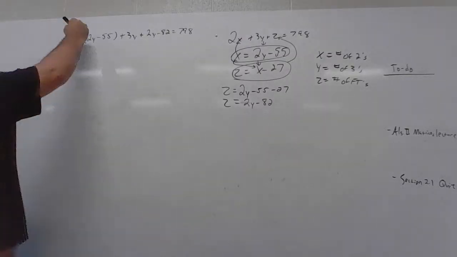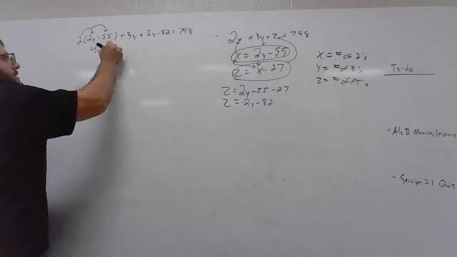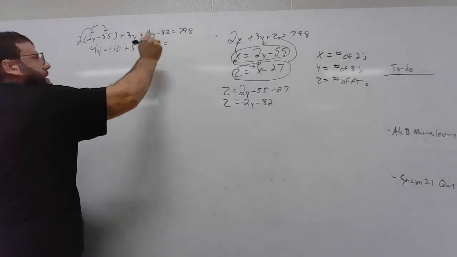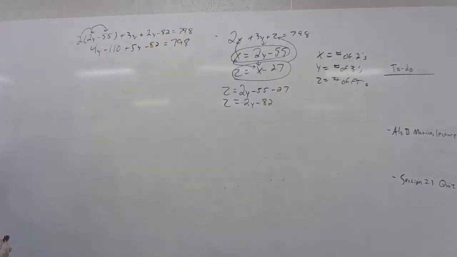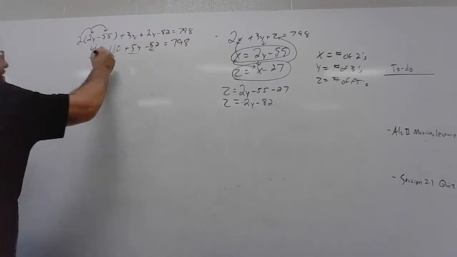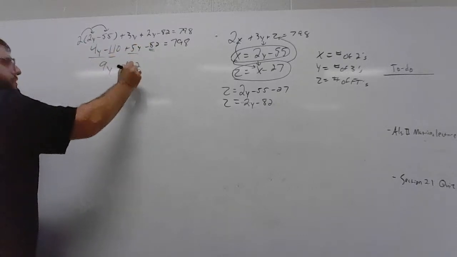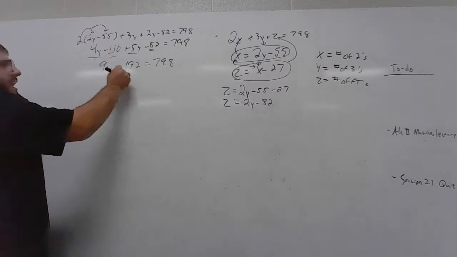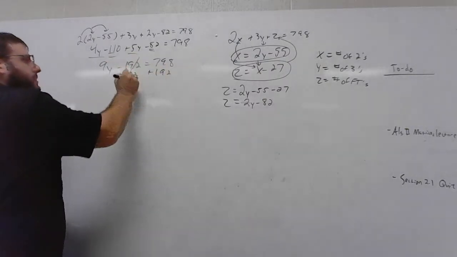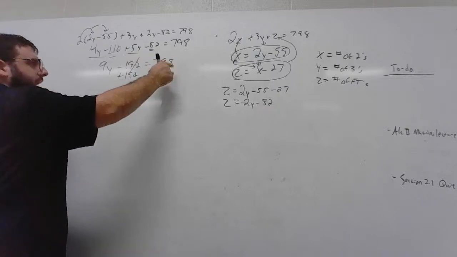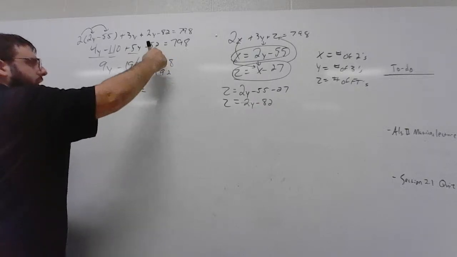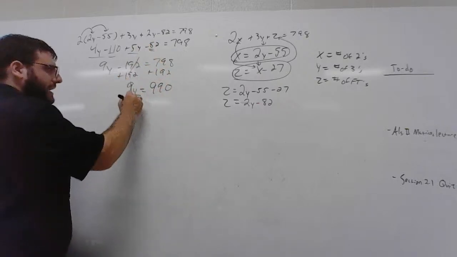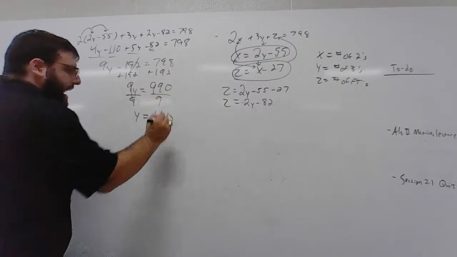Let's go ahead and clean this up. Distribute, 4y minus 110. Combine like terms. It's 5y minus 82 equals 798. Again, combine like terms again. That's 9y minus 192. Okay. Then next up, I'm going to add 192 to both sides, like so. 798 plus 192, that's 0, carry the 1, 9, carry the 1, 990. Divide by 9 on both sides, and then I have my value for y.